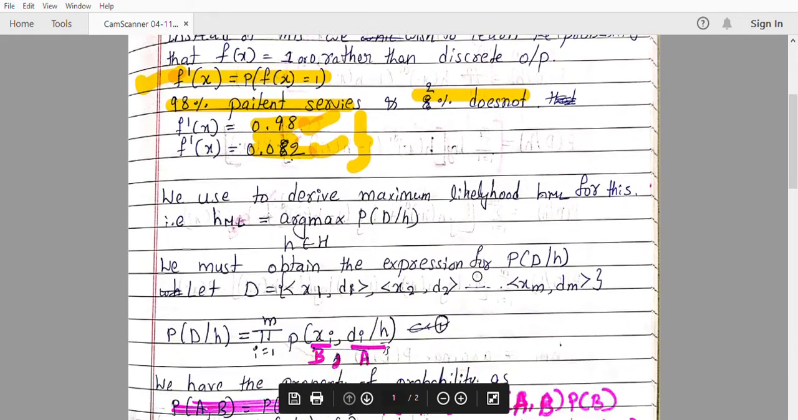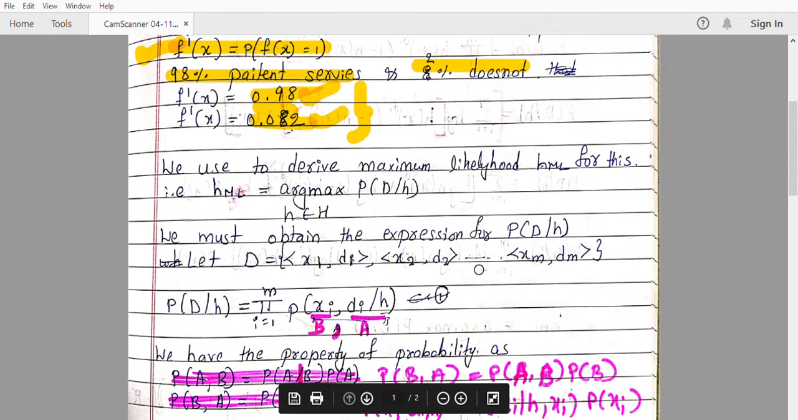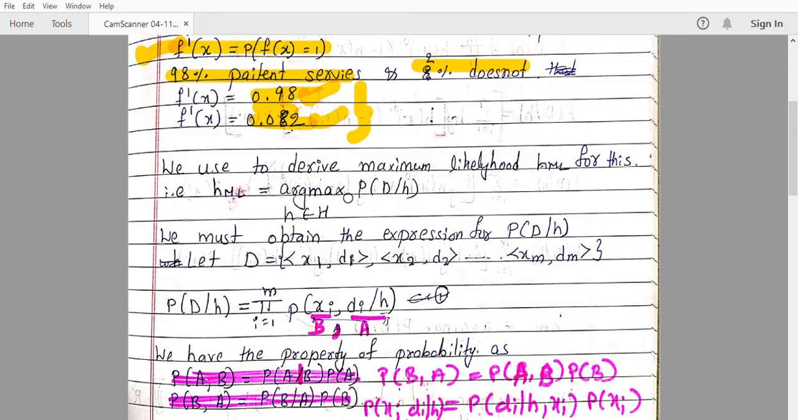Let's start the derivation using the HML formula. This is the HML formula. What is the meaning of this? It is the probability of observing the data, given the particular hypothesis. So we'll first have an expression for this.